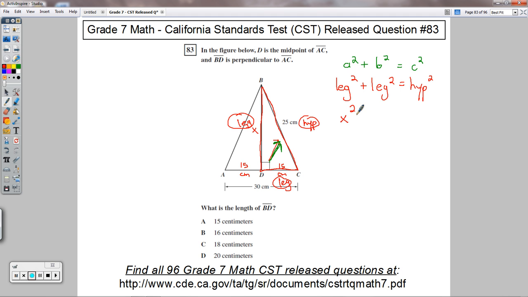So I have x squared plus 15 squared equals 25 squared. 15 squared is 225. I only know that because I do math probably way more than I should. 25 squared is 625. Same reason on that one there. So I subtract 225 from both sides.